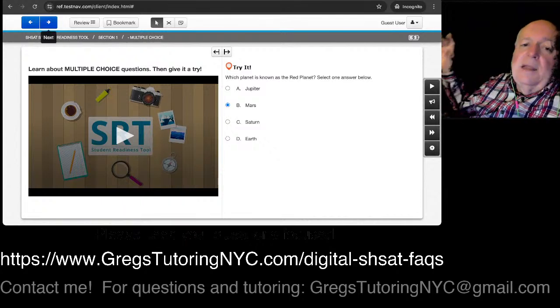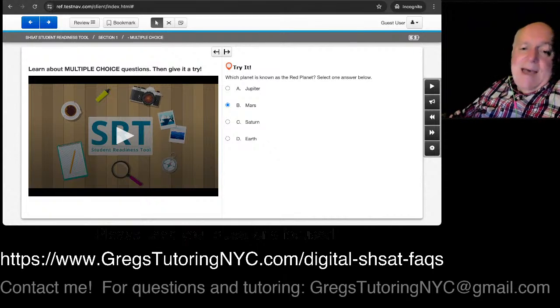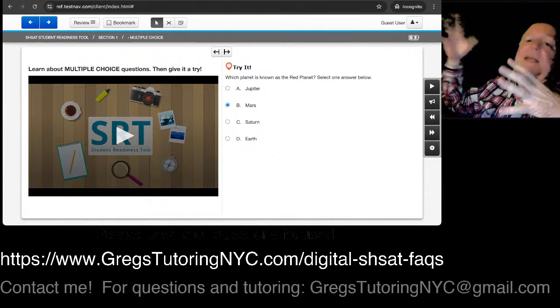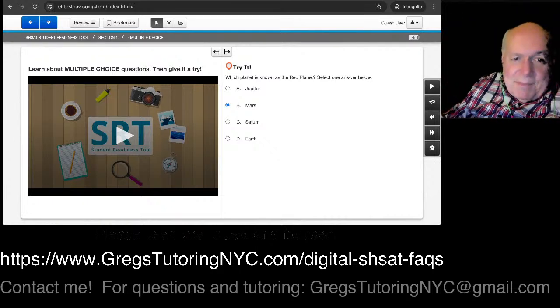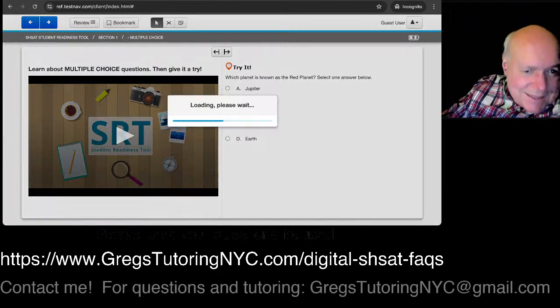So I think a lot of people thought that the initial digital SHSAT, which was not going to be adaptive, was just going to be cut and pastes of a paper-based exam onto the screen. So we already know, based on the question types that were just told to us, that that's not going to be the case. Okay, so there's multiple choice. Okay, there's multiple response.